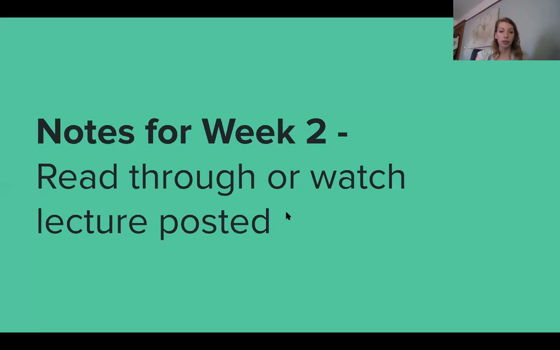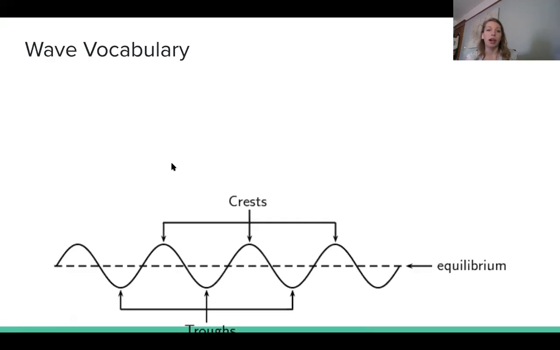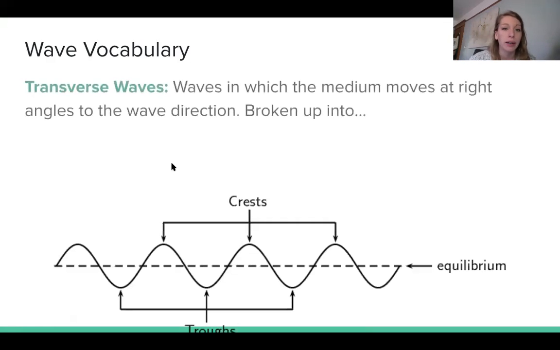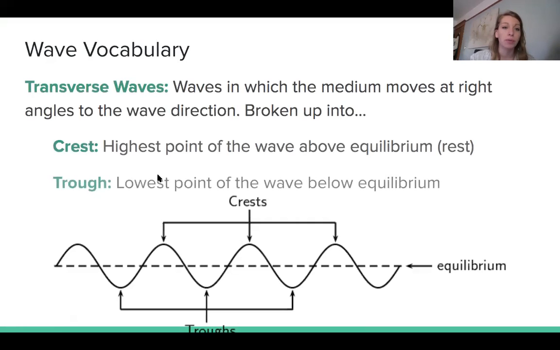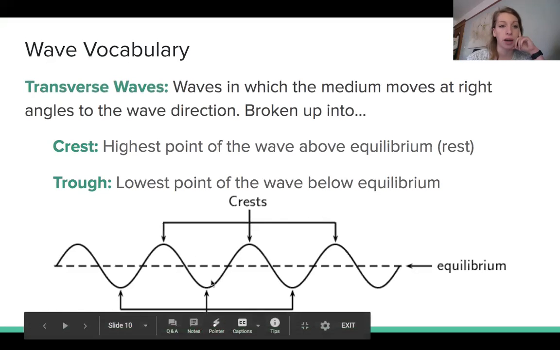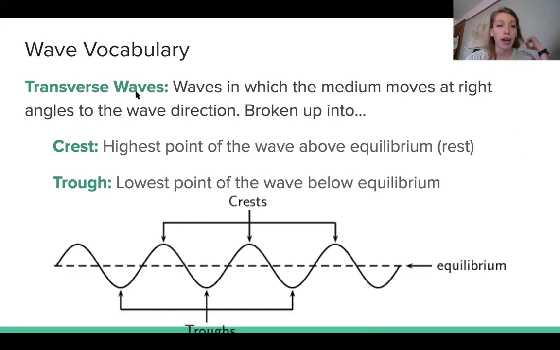All right, getting into the notes for week 2. A lot of this is going to be continued review of what we've already learned. For example, we've already gone over what a crest and a trough is in a wave. A new word, though, is we're going to have a new classification of 2 types of waves.